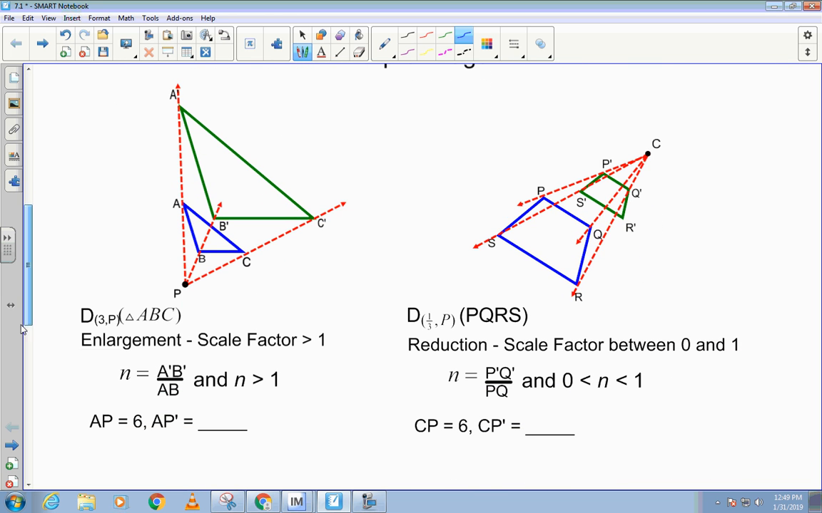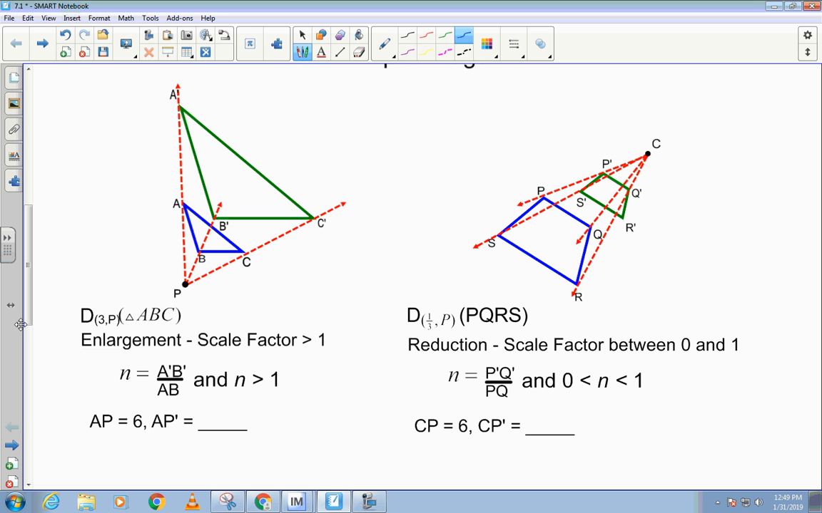Okay, so here's an example of a couple of dilations. This one right here is a dilation with a scale factor of 3 from point P. And so what that tells me is, is this an enlargement or a reduction? Can you tell? It is an enlargement, right? And you're going to learn that anytime your scale factor is greater than 1, it's an enlargement. If it's between 0 and 1, then it's a reduction. Okay?